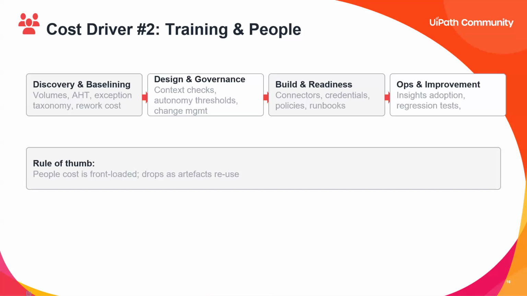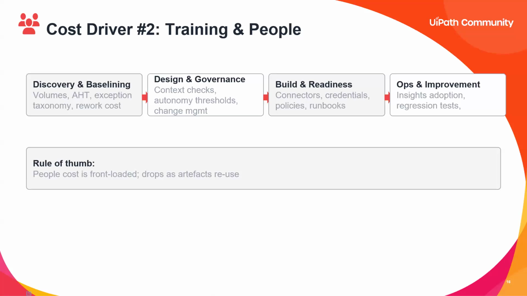And next, design and governance. Here we are defining the context. It's about setting the right set of rules for our agents. Again, significant human expertise is needed, which ties to our human cost. And build and readiness, where our developers and IT teams are very crucial here. They build the connections, policies, and workflows. Next, operations and improvement, which is always ongoing support and refinement, which we have a cost for this as well.